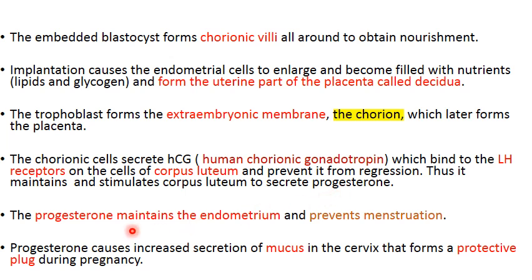So as we said, progesterone maintains the endometrium and prevents it from breakdown. Since progesterone will maintain the endometrium throughout the 9 months of the gestation period, there will be no breakdown of the endometrium during the 9 months, meaning that during the entire gestation period, the female will not have menstruation. And high levels of progesterone will also increase the mucus in the cervix. It will become thickened, and that is going to form a protective plug during pregnancy.